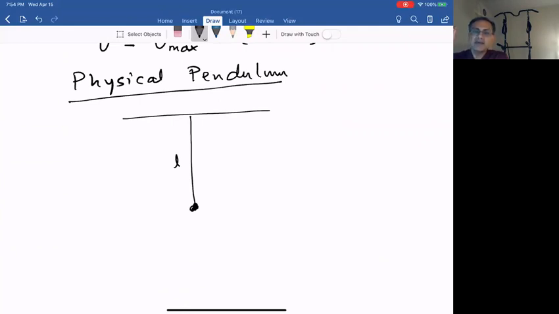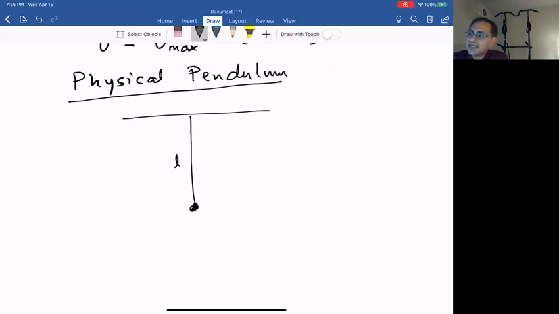In reality, if you actually build a pendulum, the string will not be massless, the string will have some mass, and the bob, which is the mass that you've attached at the bottom, even if you make it small, will have some spatial extent. So the simple pendulum that we've been working with so far is an idealization, and that's why it's called the simple pendulum. A much more realistic situation is a physical pendulum, where you don't make these assumptions.